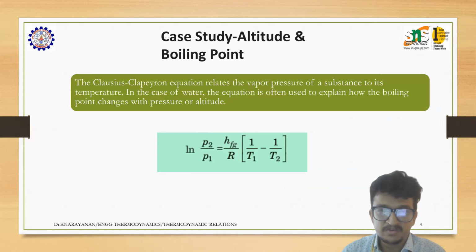So this is the equation which we are going to derive. ln(P2/P1) equals hfg, which is nothing but the latent heat of water, that is the heat required for phase change from water to steam, divided by R, that is the gas constant, into the reciprocal of temperatures, that is 1/T1 and 1/T2. Here pressure 1 and pressure 2 can be taken as pressures at two different altitudes, and temperature 1 and temperature 2 can be taken as temperatures at two different altitudes. So you're going for a trek and you are boiling the water at two different altitudes along your route.